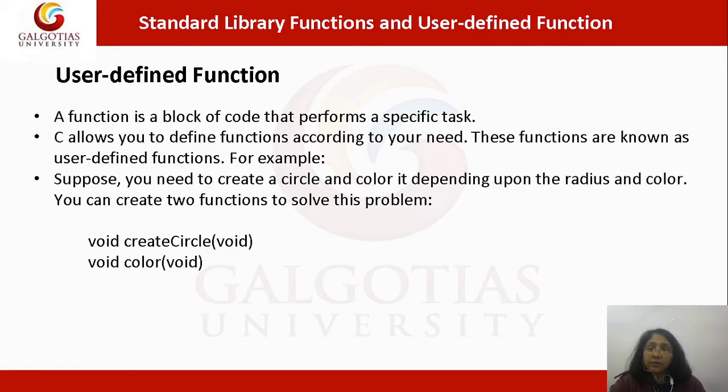So as you got to know, a function is a block of code that performs a specific task. C allows you to define functions. These functions are known as user-defined functions. Example: suppose you need to create a circle and color it depending upon the radius and the color. So you can create two functions. One is a create circle function and another is a color function. Based on the parameters, radius or color, you need to create the circle.